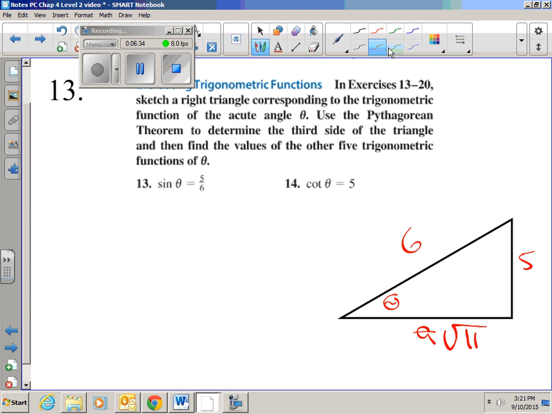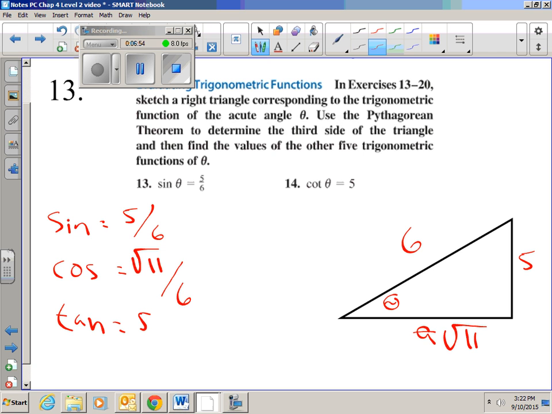I know that my sine is 5 over 6. I know my cosine is going to be adjacent over the hypotenuse, which is root 11 over 6. I know that my tangent is going to be opposite over adjacent, which is 5 over root 11. Technically speaking, we should rationalize that. So we're going to multiply by root 11 over root 11, which equals 5 root 11 over 11.